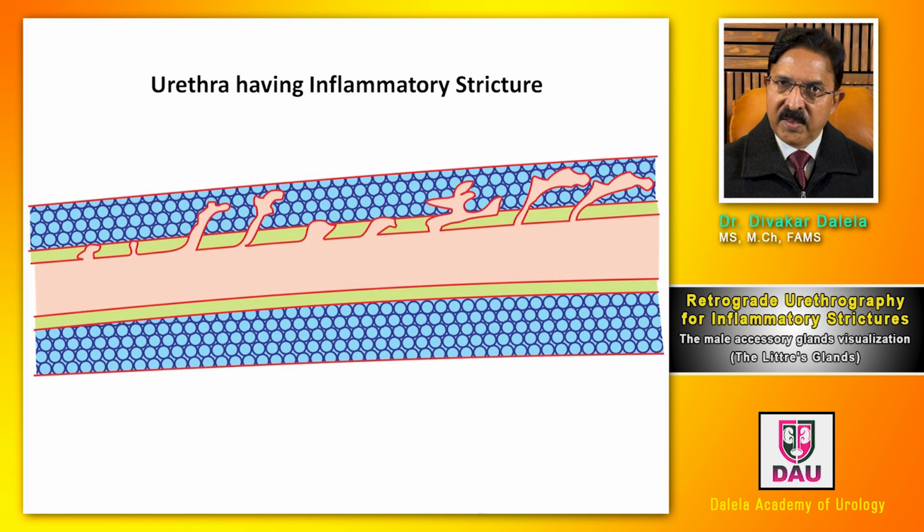And you just pass it off. Is it so simple? Is it so straight? No, it's neither simple nor straight. Everything that you see in the picture is not Littre's glands. Now let me elaborate.